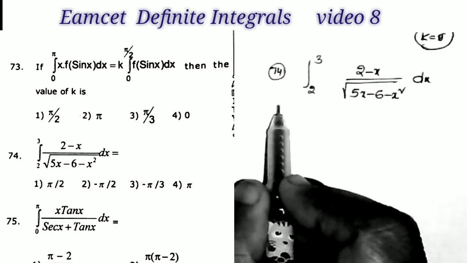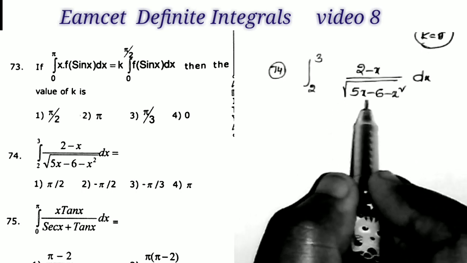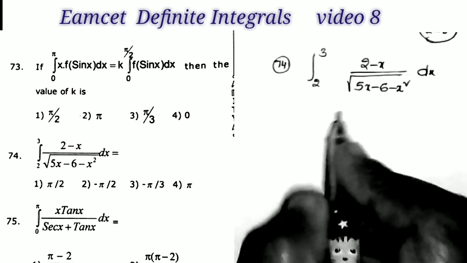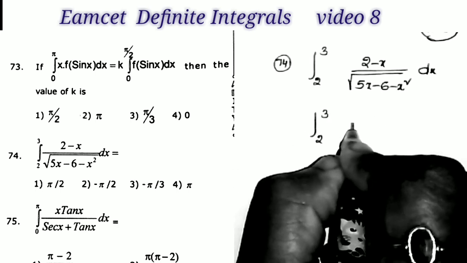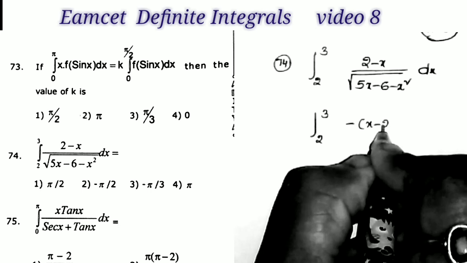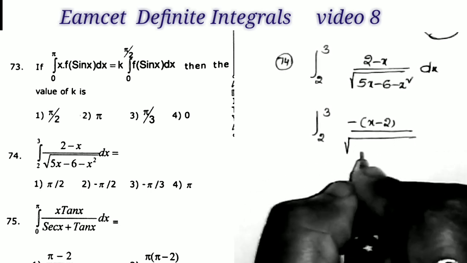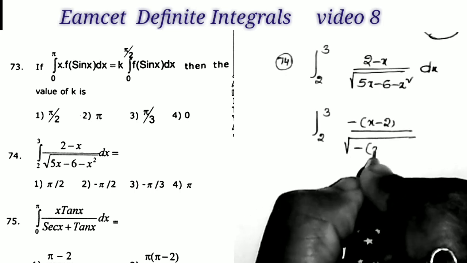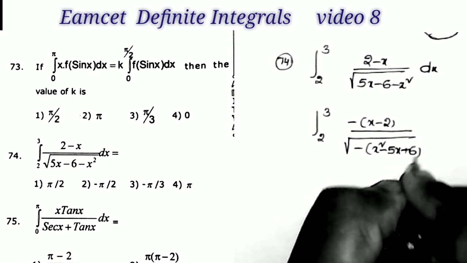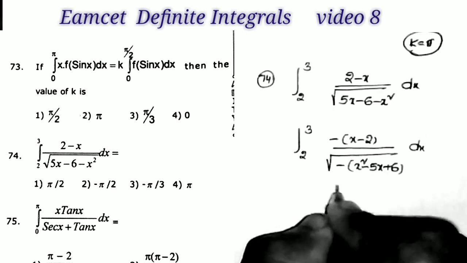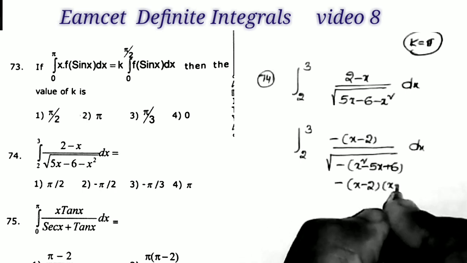Next question, sum number 74. Integral 2 to 3 of (2 minus x) by the square root of 5x minus 6 minus x square dx. Now this is equal to the integral 2 to 3. First I take minus common from the numerator, that is minus of (x minus 2) by the square root of, again here also I take minus common, then the denominator value is x square minus 5x plus 6. And what are the factors of this term? x minus 2 into x minus 3.